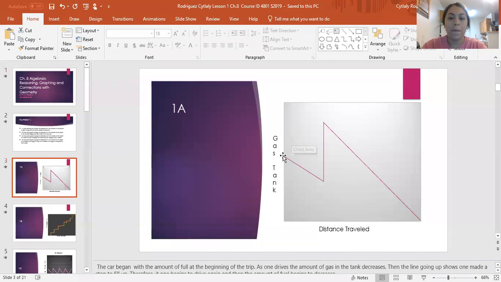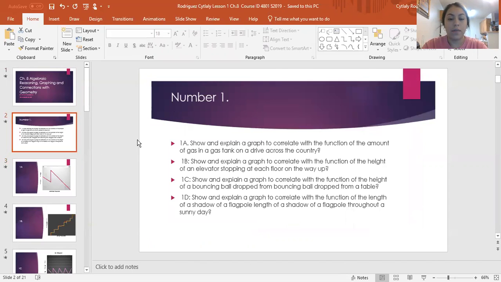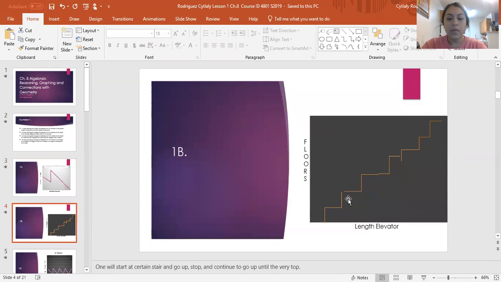Here's graph number 1. So we start with this amount of gas first. Then the car travels and drives, refills, comes to a stop, refills, starts driving again, and consistently goes down as the drive begins. And then we're asked to show the function of the height of an elevator stopping at each floor. So we begin at floor 1. We go up, we stop, go up, stop, go up, stop. As we notice, the stairs become smaller as we reach the top.